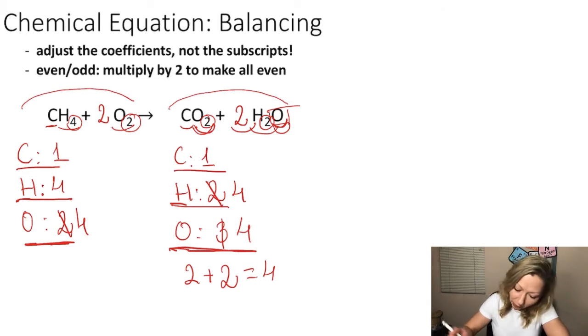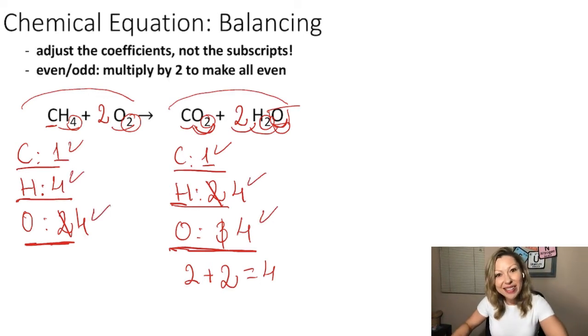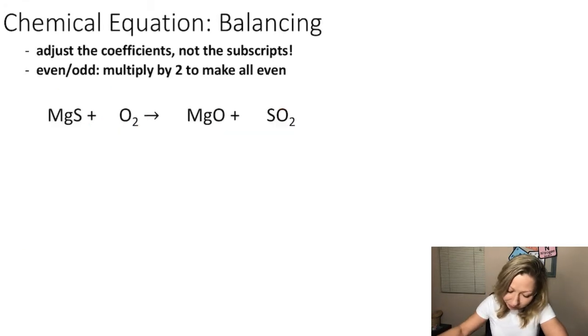Let's check our work. Carbon, 1, 1. Hydrogen, 4, 4. Oxygen, 4, 4. Yay, we balanced it. Let's take a look at the next example.